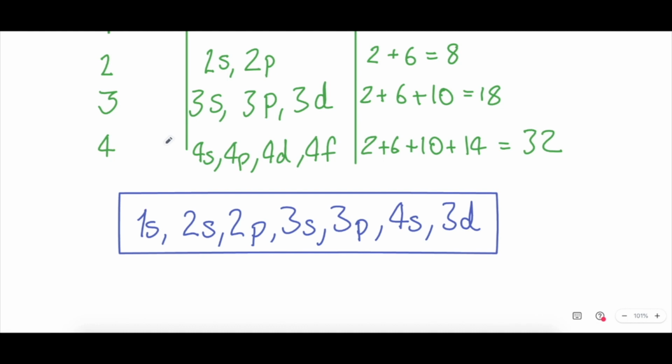The only thing that's different here is the 4S and the 3D. So you can see here that 4S comes before the 3D, but you would expect the 3D to come before the 4S because it's in a lower shell. But the reason this happens is because the 4S actually has a lower energy than 3D. So theoretically the 4S gets filled up with electrons before the 3D. So remember this when you're writing your electron configurations because it's a common mistake that people make.